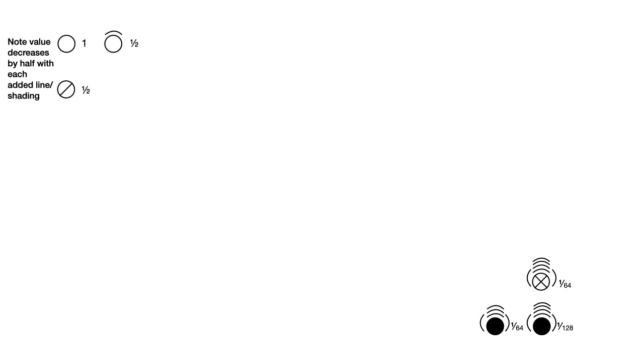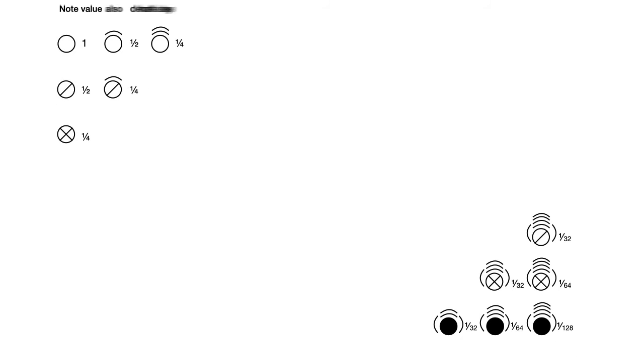The new system uses a circle as a base, adding on successive slashes and shading to halve the note value. Top parentheses can also be added to halve the notation.